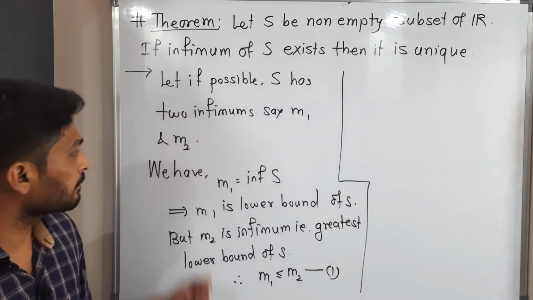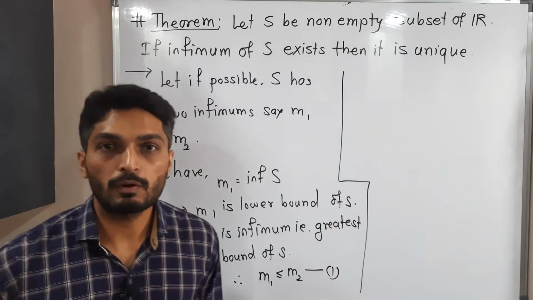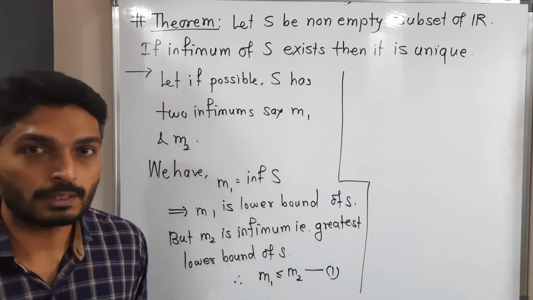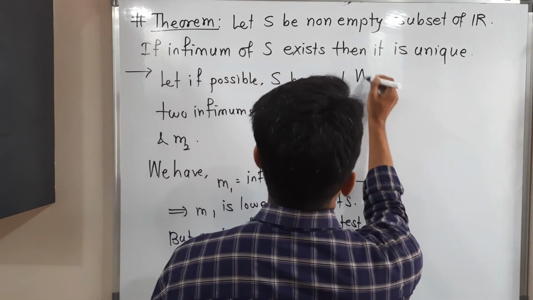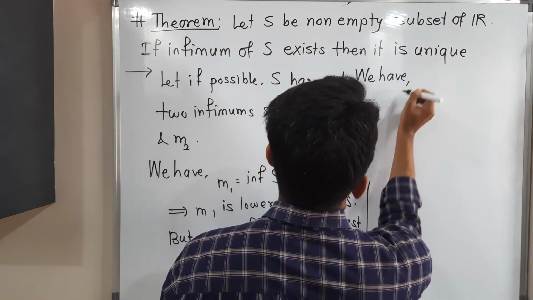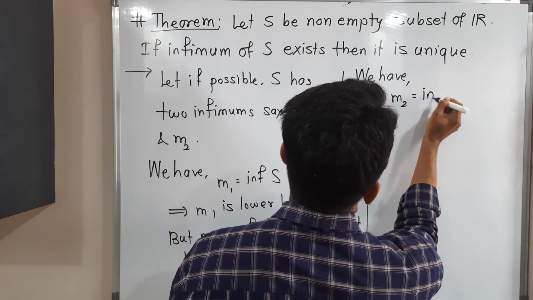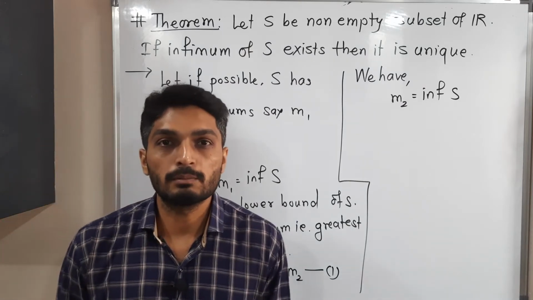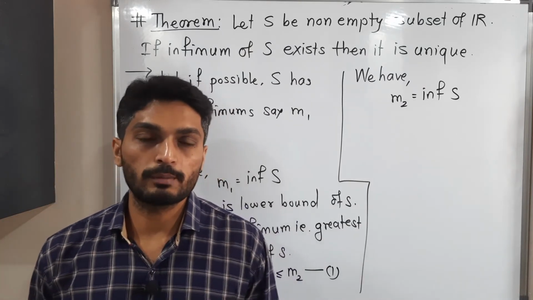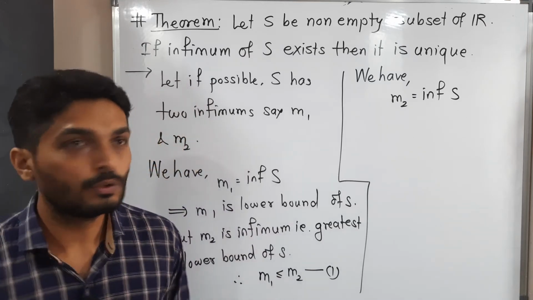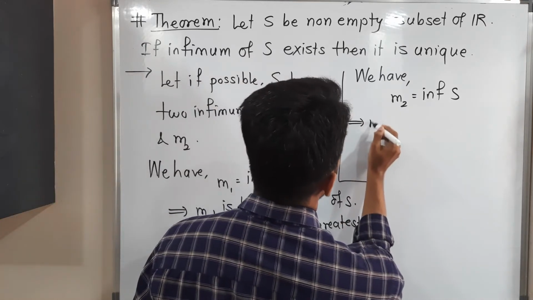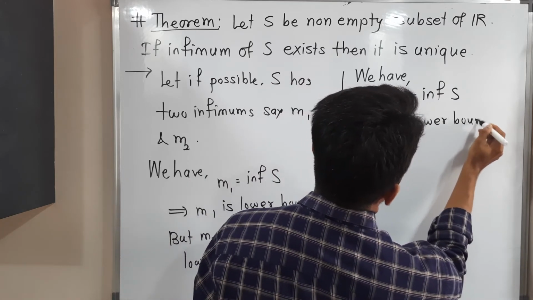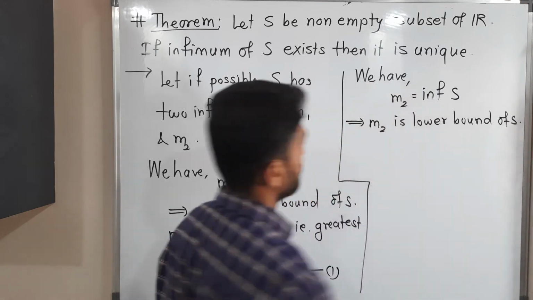So here we started by considering M1 is infimum of S. Similarly we have one more piece of information, M2 is also infimum of S. So let us start with M2 now. We have M2 is equal to infimum of S. So every infimum is basically a lower bound first. Okay, so M2 is infimum, so that's why it is a lower bound. So I can write, implies M2 is a lower bound of S, right?